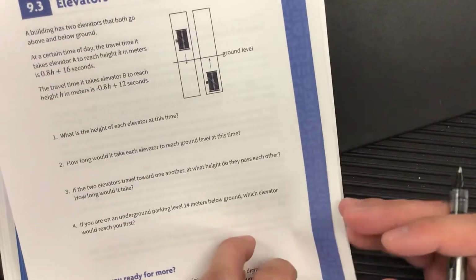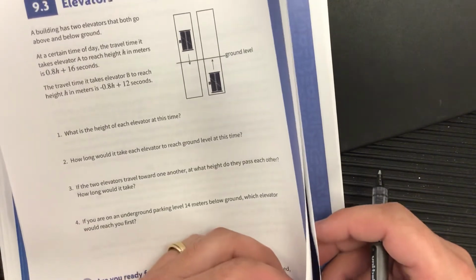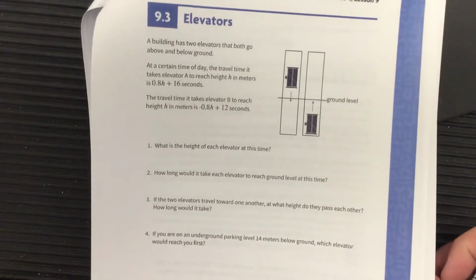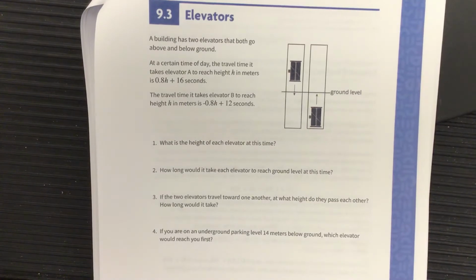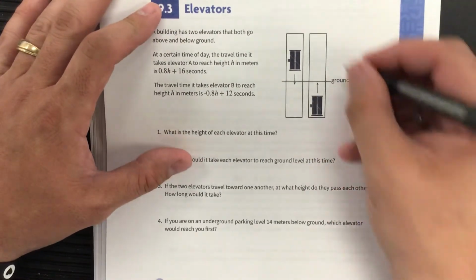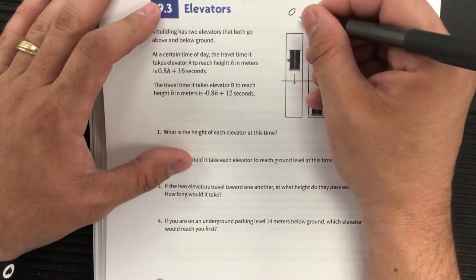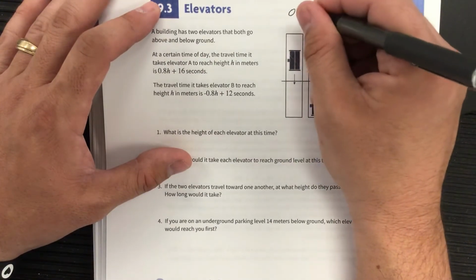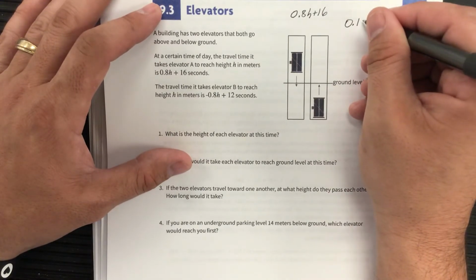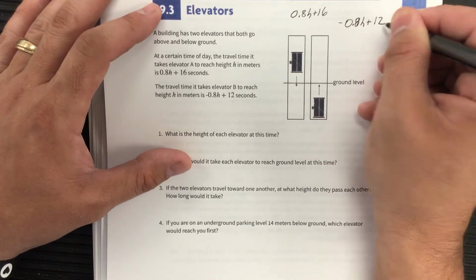Next question, question 3. Veronica, would you read that one, please, about the elevators? The building has 2 elevators that go above and below ground. At a certain time of day, the travel time it takes elevator A to reach height H in meters is 0.8 H plus 16 seconds. The travel time it takes elevator B to reach height H in meters is negative 0.8 H plus 12 seconds. What is the height of each elevator at this time? This is confusing.